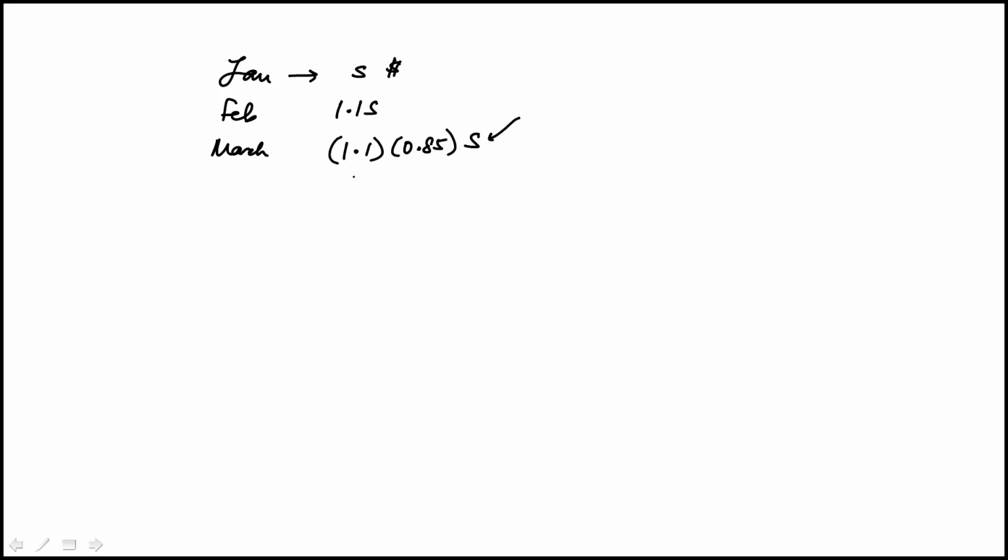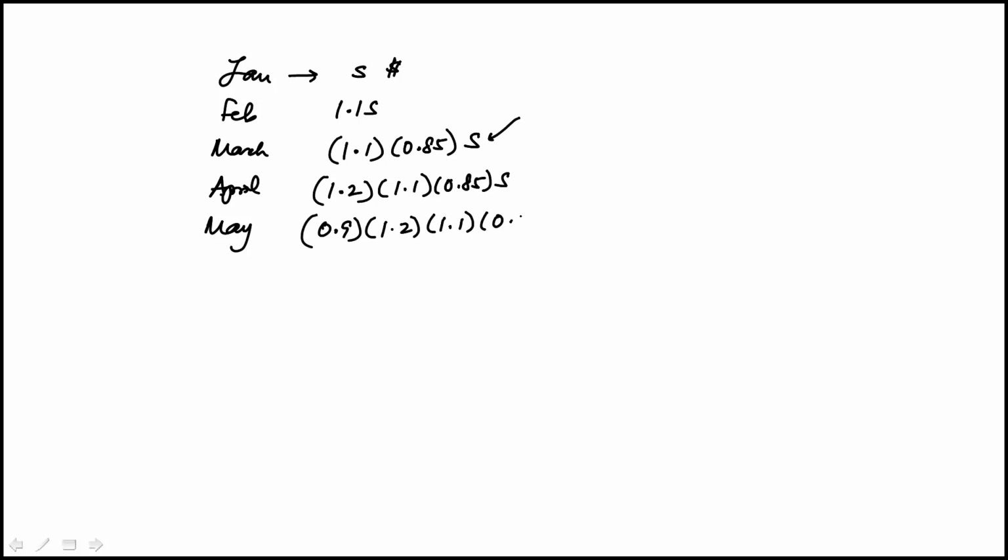And then April, 20% greater, so then we'll get a multiplier of 1.2. And then May, 10% less in May than in April, so now we get a multiplier of 0.9. And then June is 5% greater, so now we get a multiplier of 1.05.